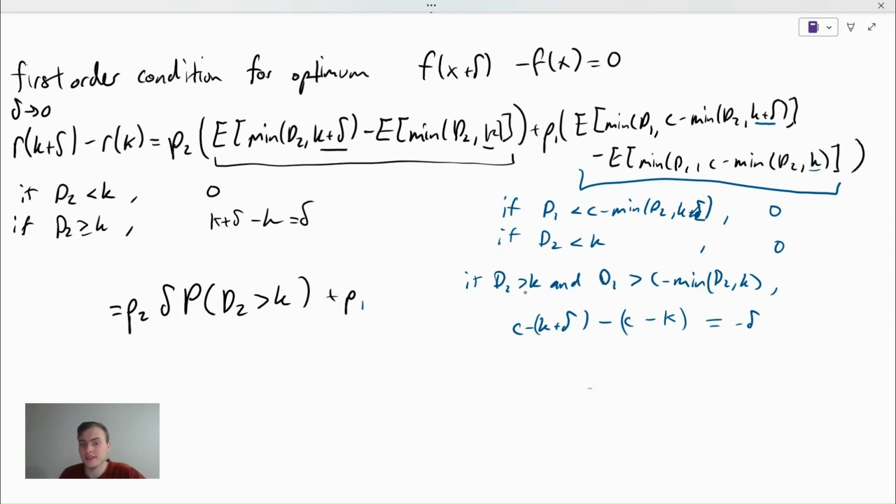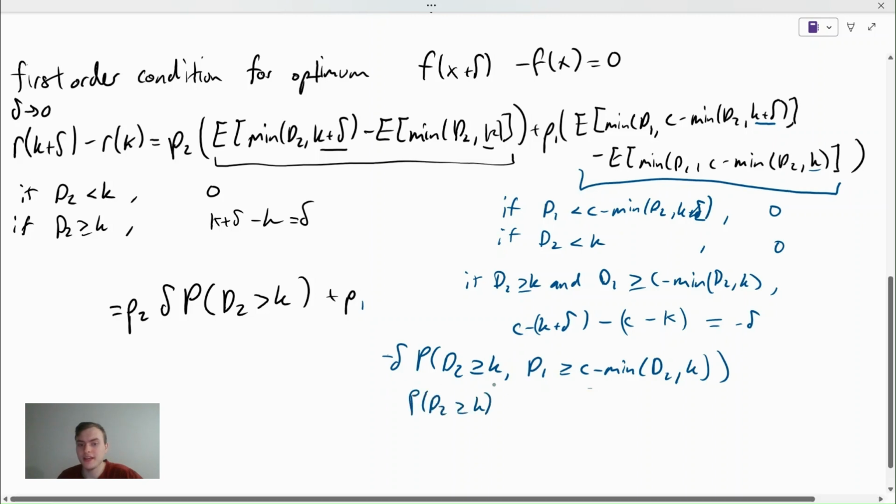And again, you can think about having signs here just to make it mutually exclusive. But of course, we know that the equals case is probability 0 as well because they're continuous random variables for D2 and D1, right? So we have P1 times negative delta, the probability D2 is greater than K, and D1 is greater than C minus min D2 K. And so this is like probability D2 is greater than K, and the probability D1 is greater than C minus min D2 K, given that D2 is greater than or equal to K, right?